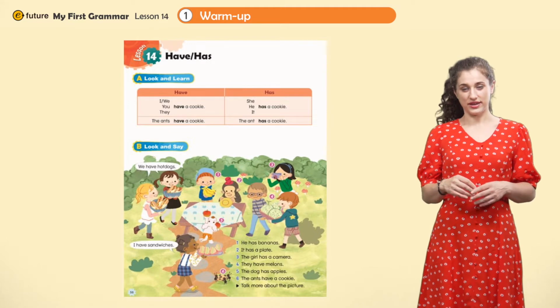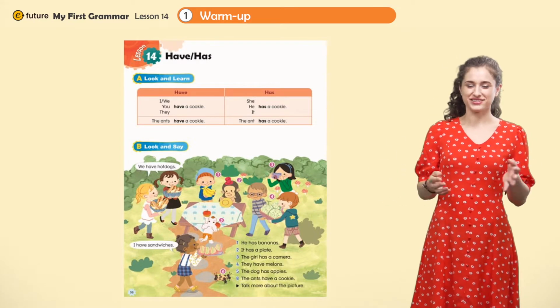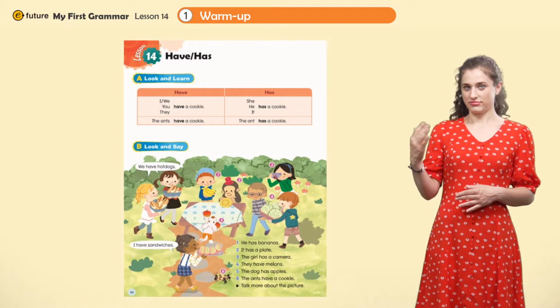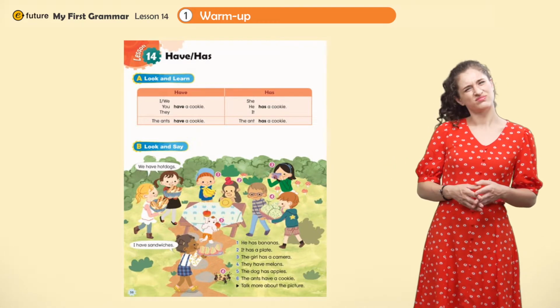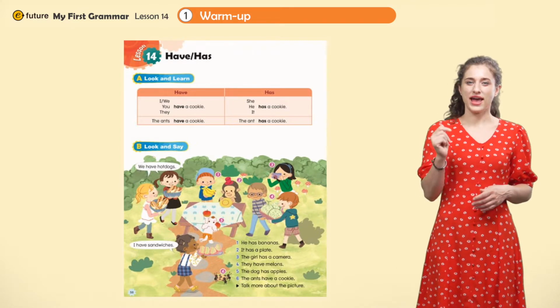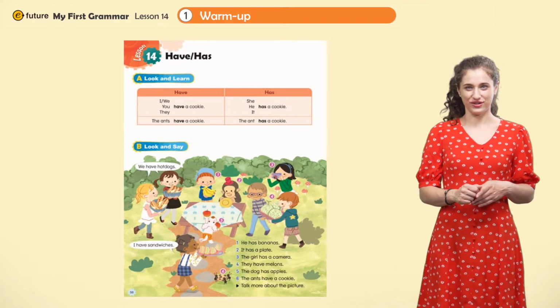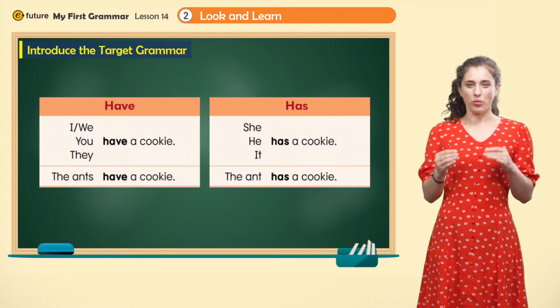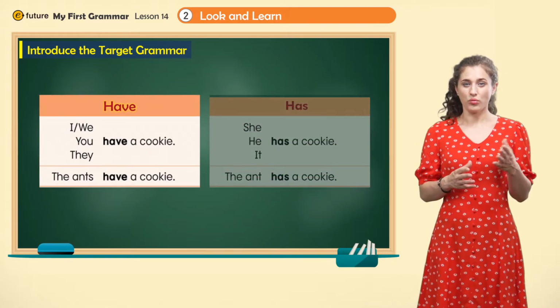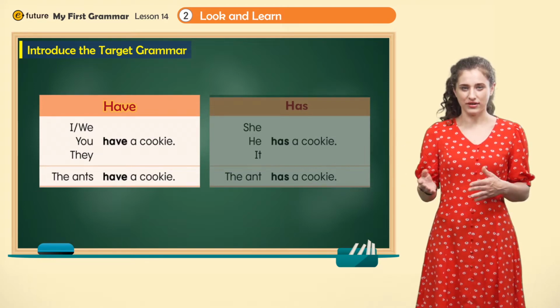Lesson 14, have, has. Look and learn. Let's look at this chart. Have and has. When do we use have? And when do we use has? Let's find out. Have. We use have after I, we, you, and they.